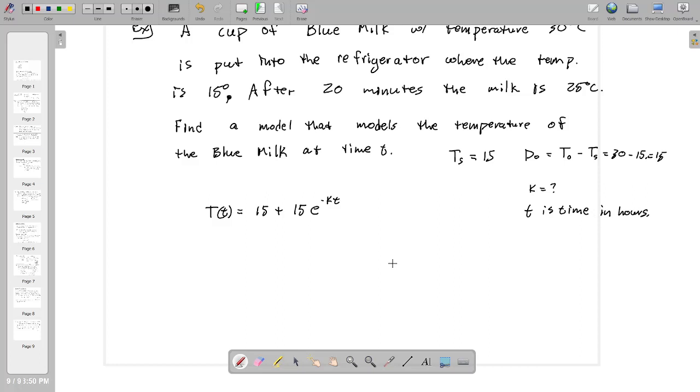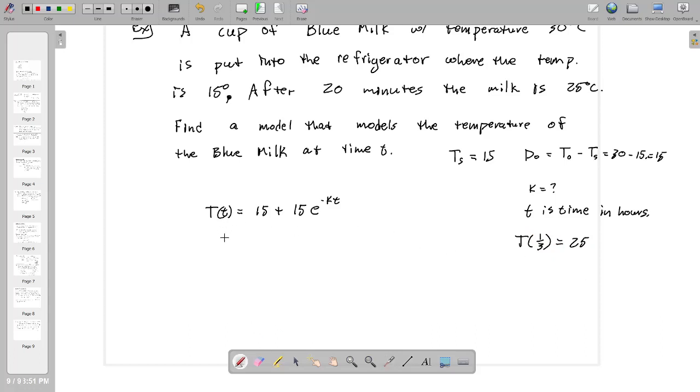Okay. So after 1/3 of 1 hour, so when t is equal to 1/3, the milk, T of t, is equal to 25. Right? So we have a point. I'm going to rewrite this to state it a little bit more clearly, hopefully. T of 1/3, so when t is 1/3, is equal to 25. So the temperature of the blue milk 1/3 of an hour after we put it in the refrigerator is 25 degrees. Okay, this is how we're going to find k.